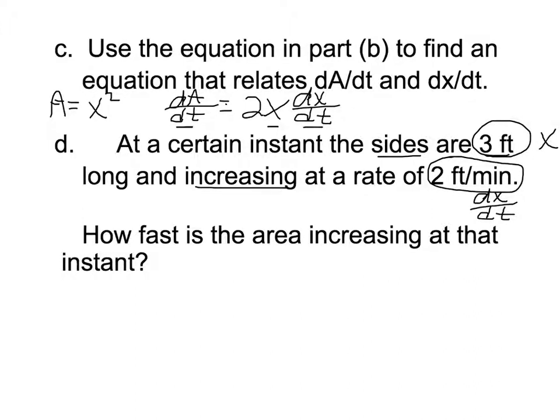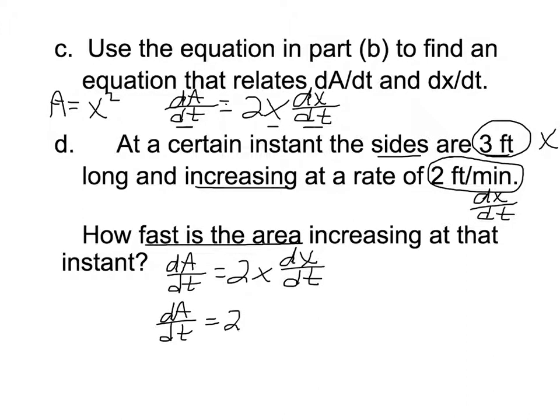So if I want to use this information to plug into the equation, dA/dt equals 2x dx/dt. dA/dt is what I'm trying to find, because that says how fast the area is changing. So dA/dt equals 2 times x, the side of the square, which we know is 3 feet, times dx/dt, how fast the side is changing, which we've identified as 2 feet per minute. So that means dA/dt is 6 times 2, which is 12.